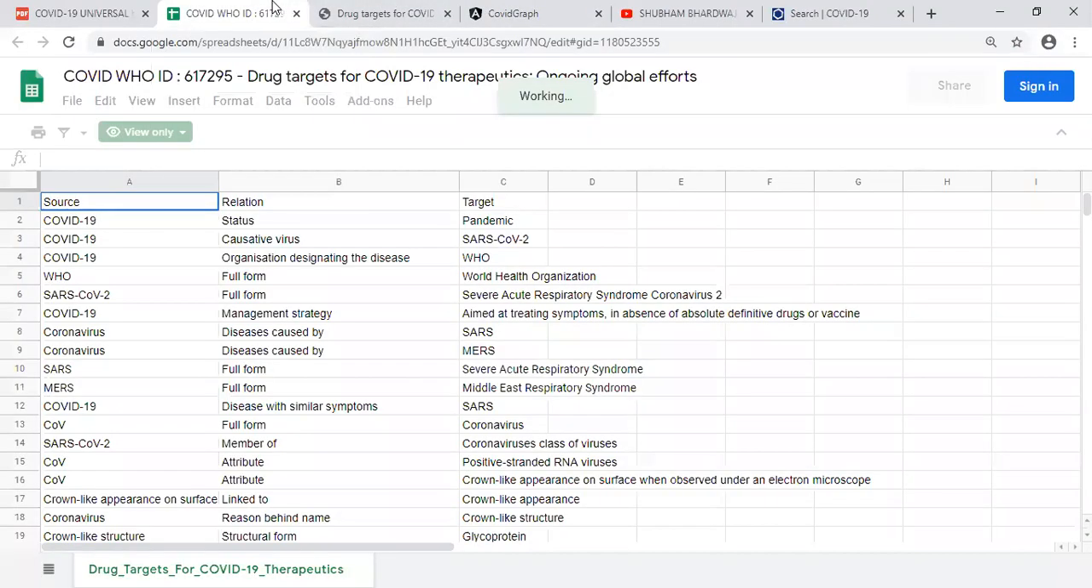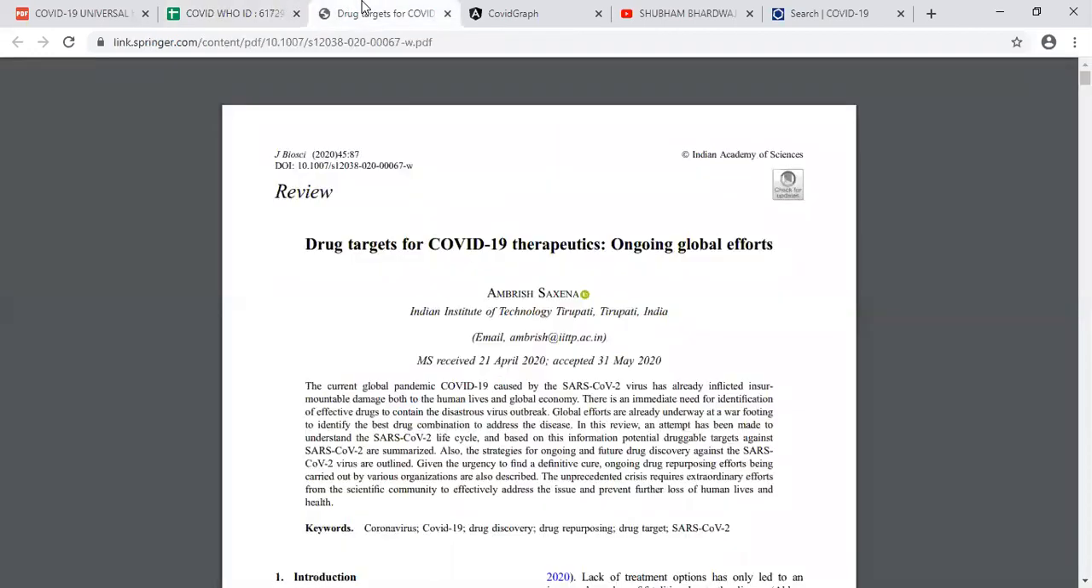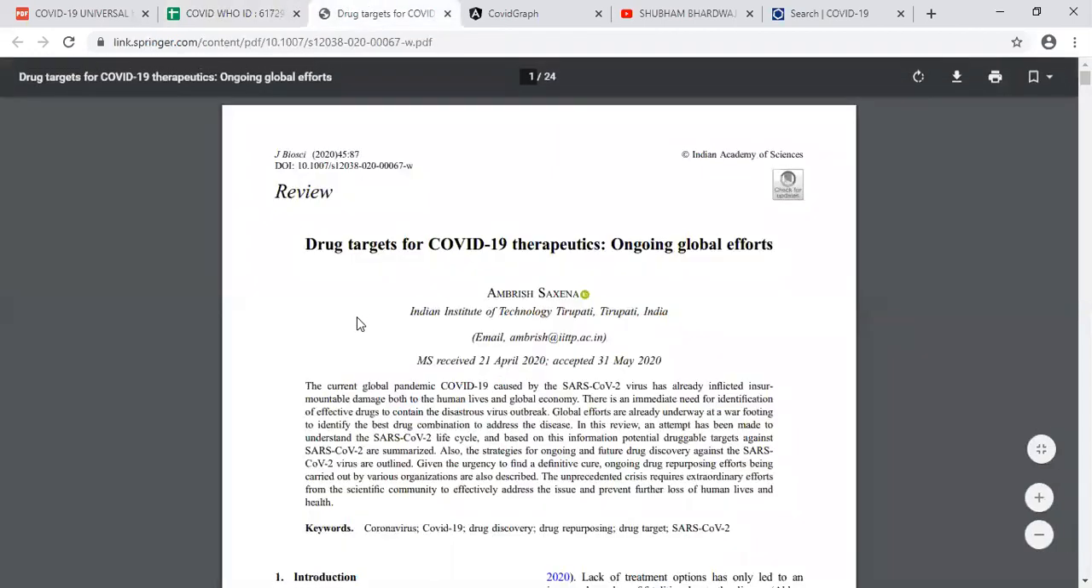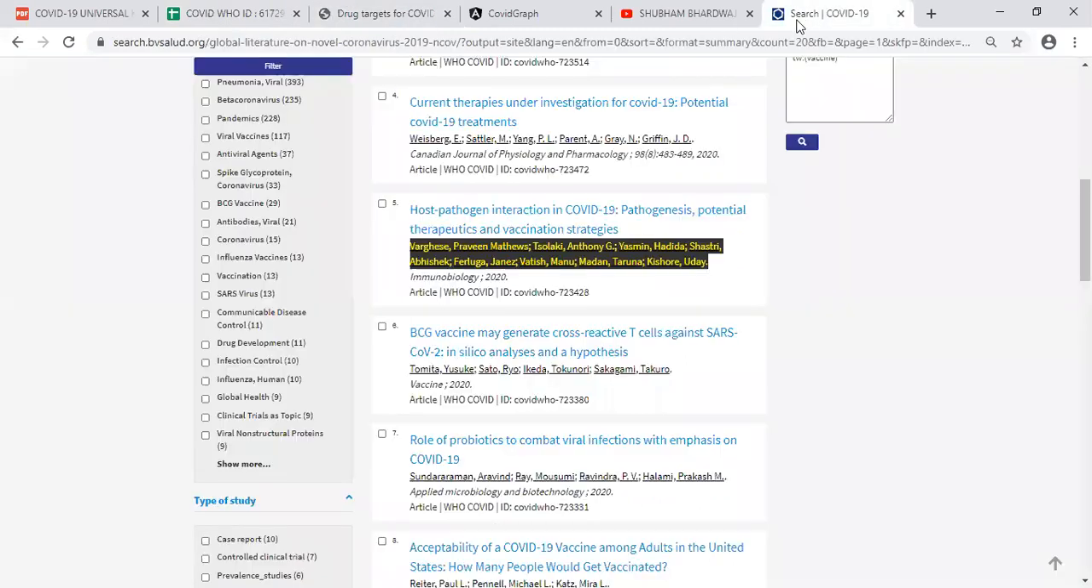Coming to dataset curation, first of all, I'll be explaining how I'm doing this curation for the already done research paper. So I'll be illustrating how this research paper was curated. And after that, I'll also show how you can do dataset curation for the research paper which I've just chosen.